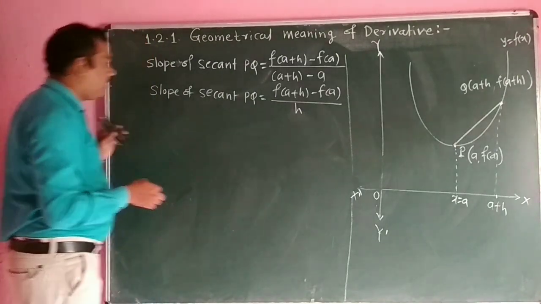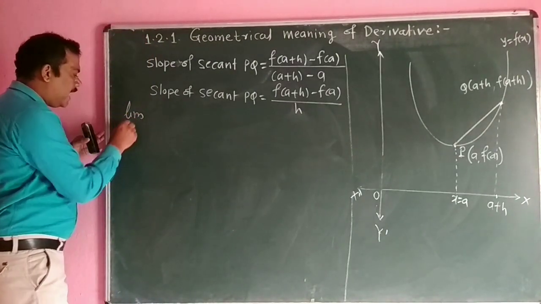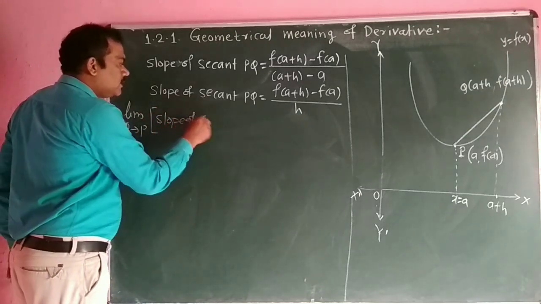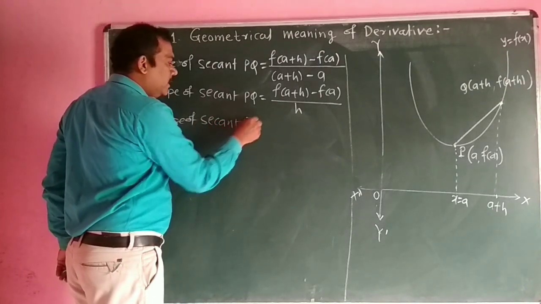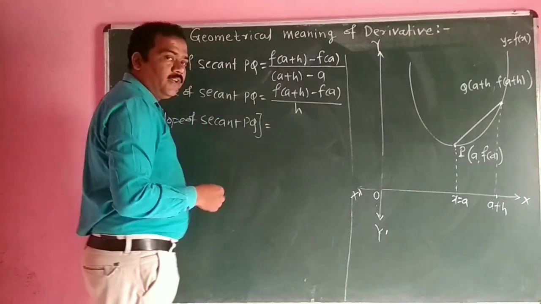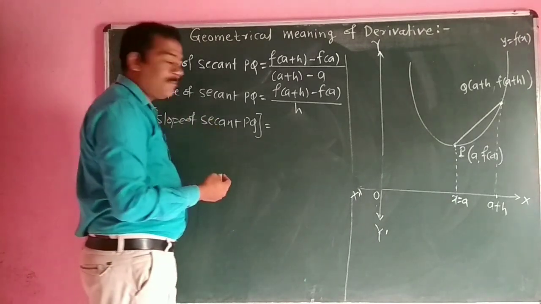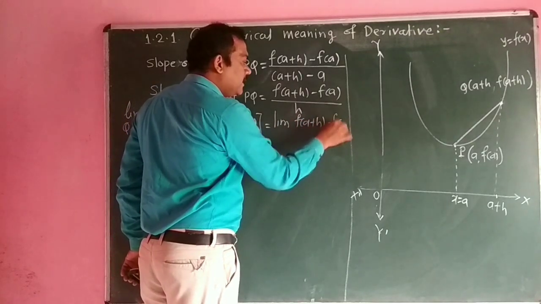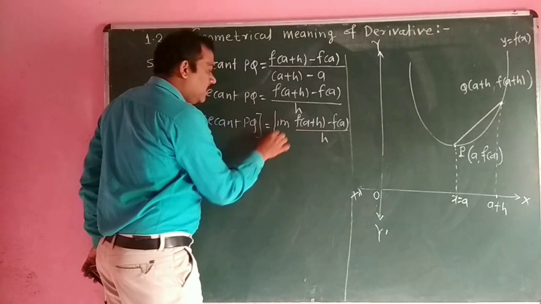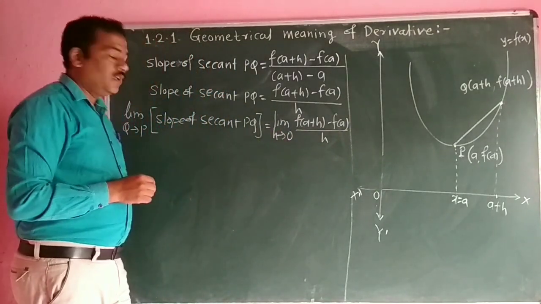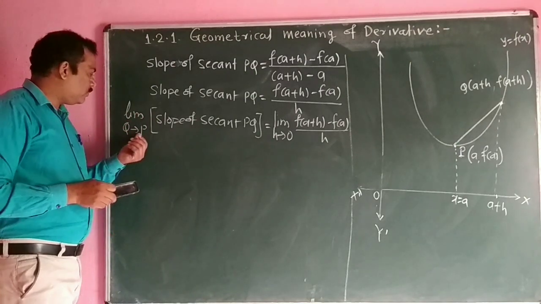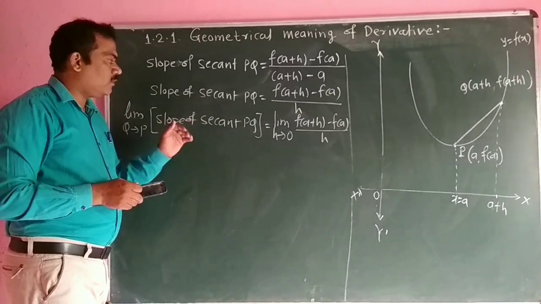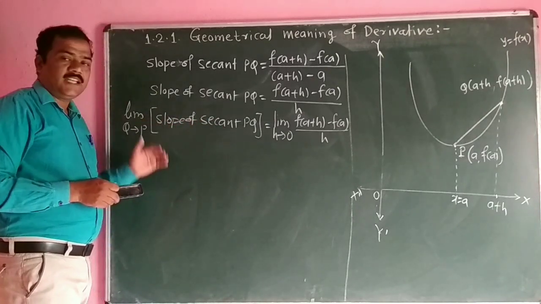What is the limit? Here we have to apply the limit as Q tends to P. The slope of secant PQ, when Q approaches P, means that the value of H approaches zero. That is, the limit of f of A plus H minus f of A divided by H, as H tends to 0. Okay, now when the limit of Q tends to P, the slope of secant PQ is nothing but the tangent at the point P.